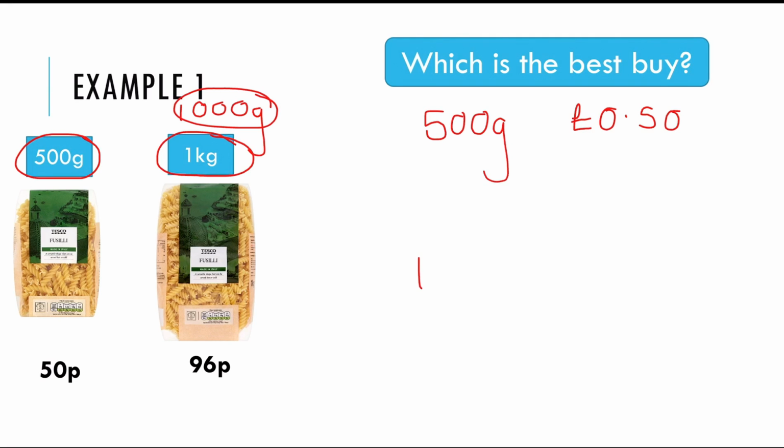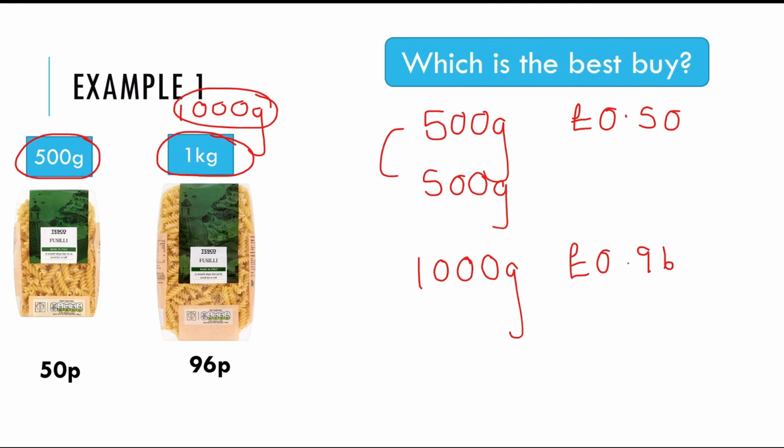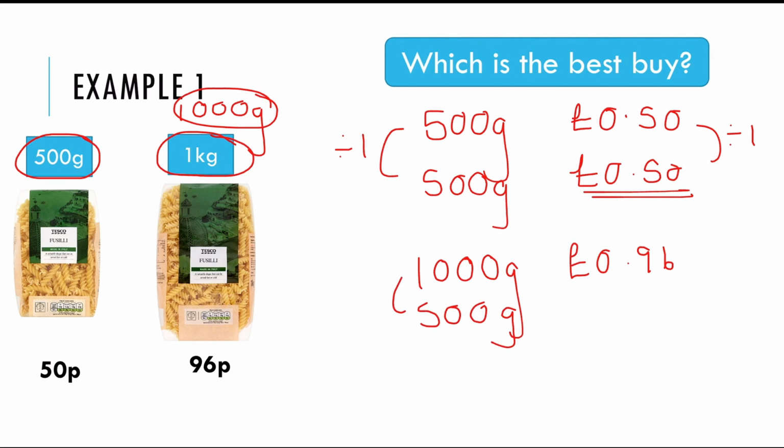We also know that 1,000 grams is 96 pence. Now the best way to compare these would be to divide them both down to 500 grams. Now we've already got 500 grams in this one, so all we would be dividing here by is 1. So we're just going to do the same to the other side, so nothing changes here. With the 1,000 grams, what would we need to divide 1,000 by to get 500? Well, we would need to divide by 2, which means we're going to have to divide the other side by 2 as well, which gives me 48 pence.